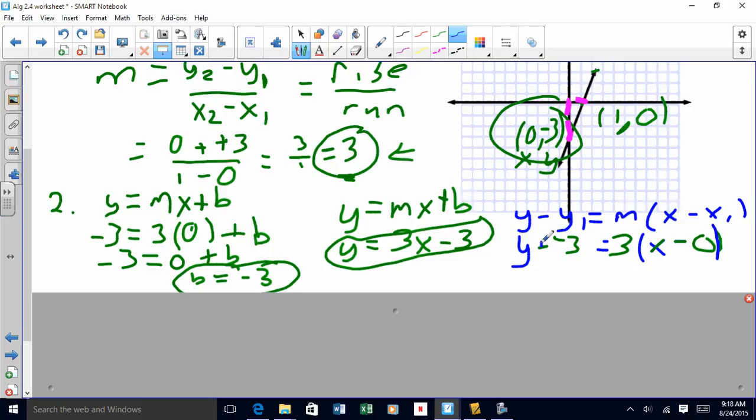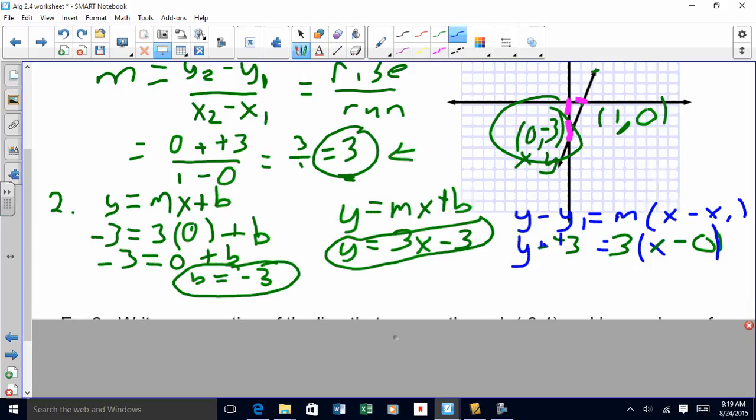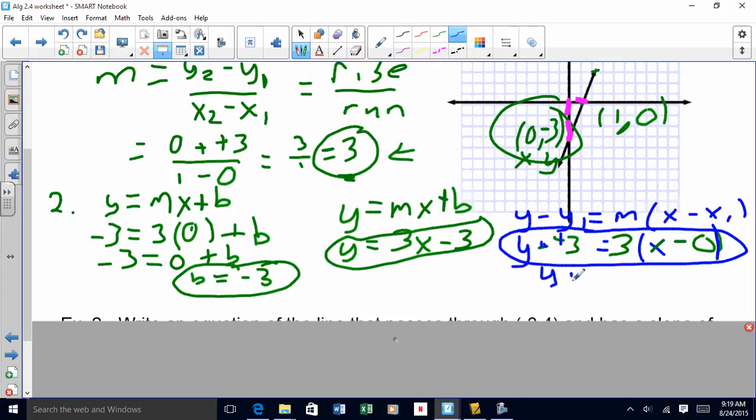You could stop there, by the way. You can stop at y plus 3 equals 3 quantity x minus 0, or you could just say y plus 3 equals 3x. I'm going to show you very quickly that these are the same equation. If I solve for y, I have y plus 3 equals 3x, and then I could subtract the 3, and I'd get y equals 3x minus 3.